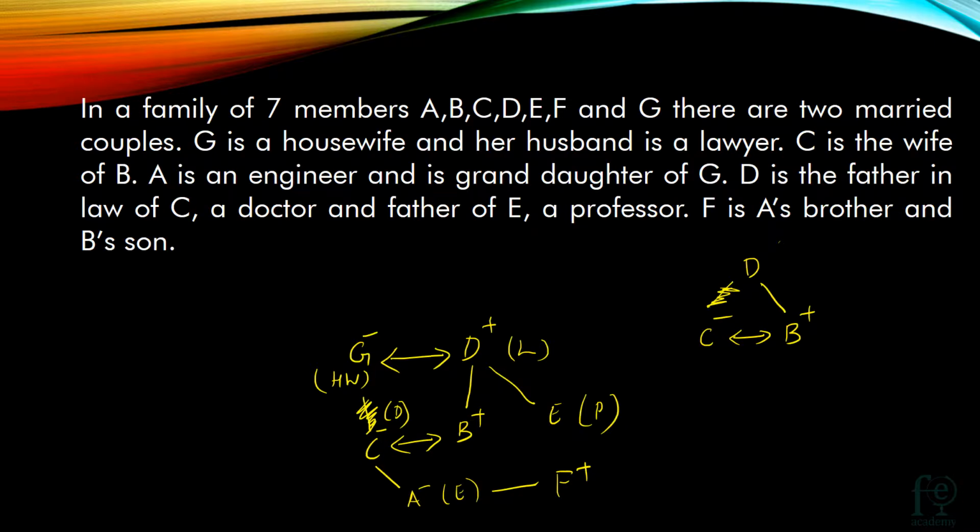So based on the figure we have completed. Once more I will check. G is a housewife. So G is a female and her husband is a lawyer. So D is a lawyer. Now C is the wife of B. So C is a female and B is a male. A is an engineer and granddaughter of G. If it is coming correctly. D is the father-in-law of C. So B should be the son of D, and then C will be the daughter-in-law of D. C is a doctor and father of E is a professor. F is A's brother and B's son.